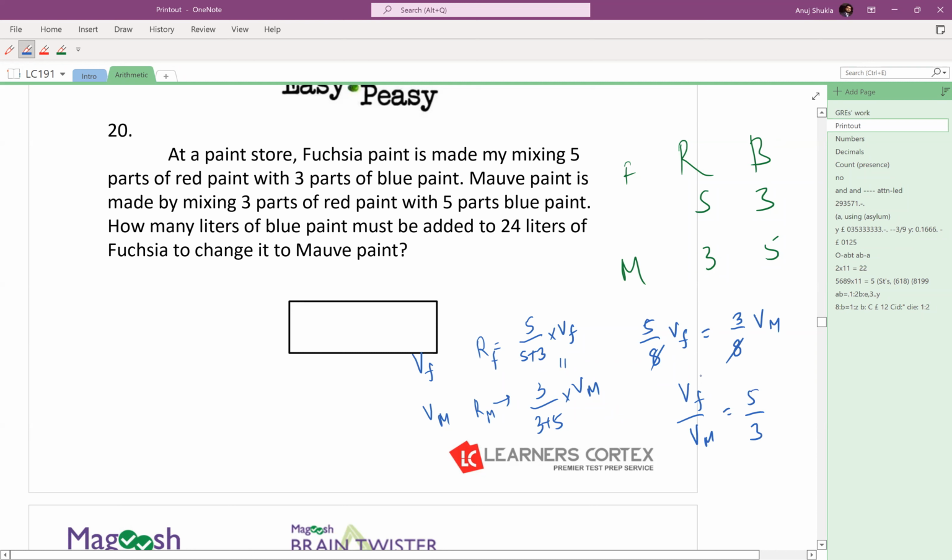And VF is already given. How many liters of blue paint must be added to 24 liters of fuchsia? Means volume of fuchsia is given. How much? 24. So VM you need to find. What is VM? That is 3 into 24 divided by 5.